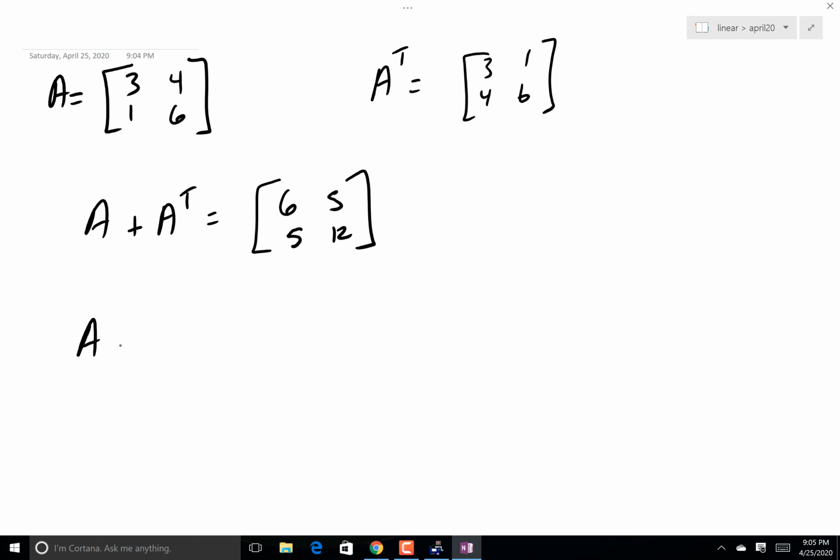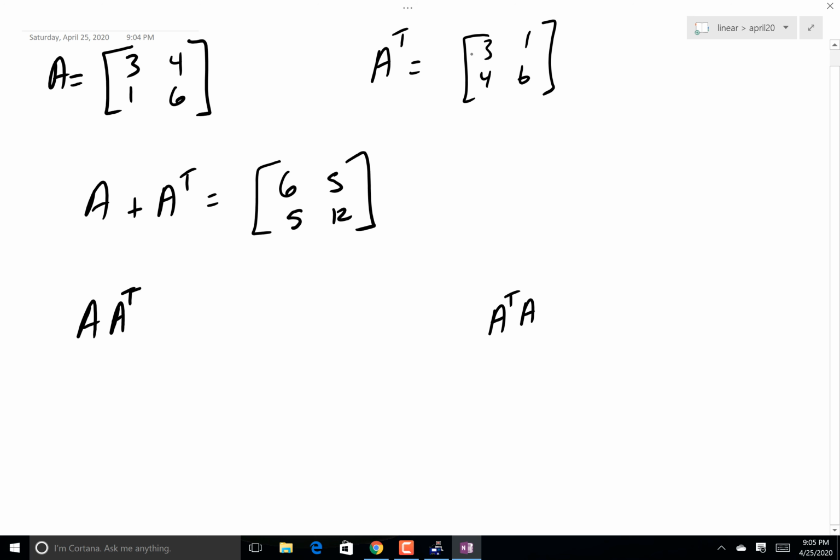Symmetric matrix is the idea that, well, let's just see if you can figure out what they're called. A times A transpose is also a symmetric matrix. Again, if you start off with squares, and so does A transpose times A. Let's see what that would look like. If you took A times A transpose, you'd get 9 plus 16 is 25. And then you would get 3 times 1 is 3, plus 4 times 6 is 27. And you get 1 times 3, plus 6 times 4 is 27. And then you'd get 37.